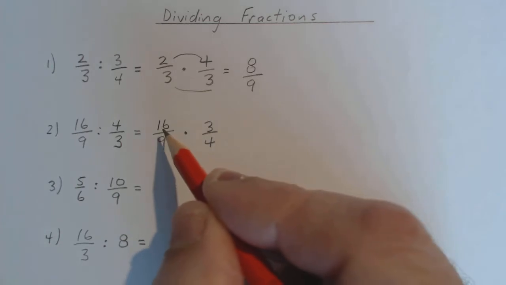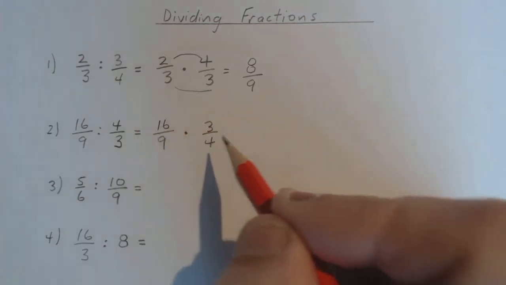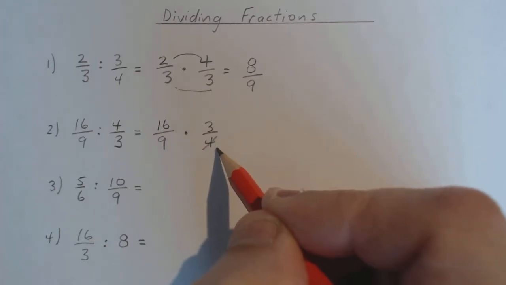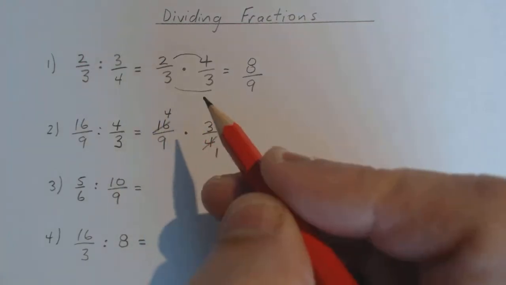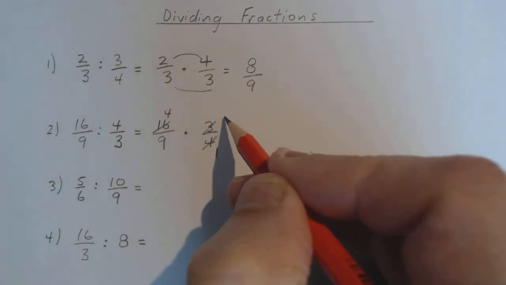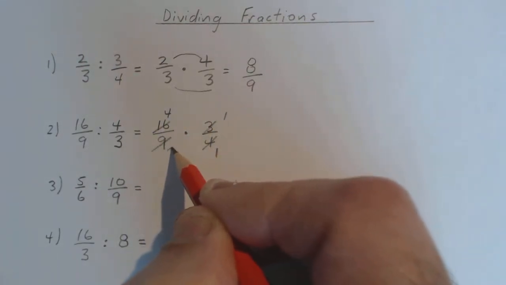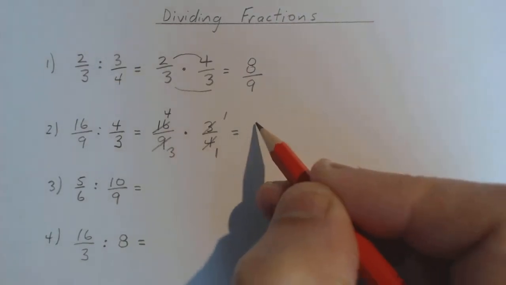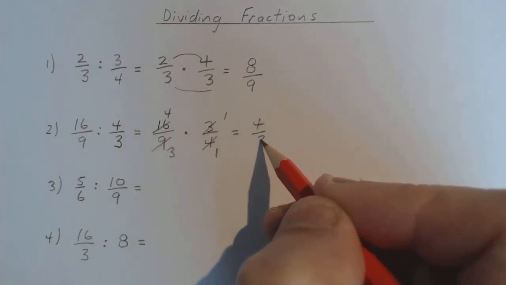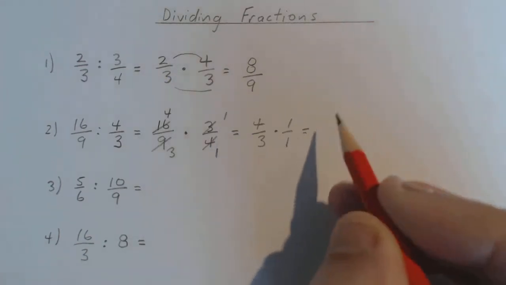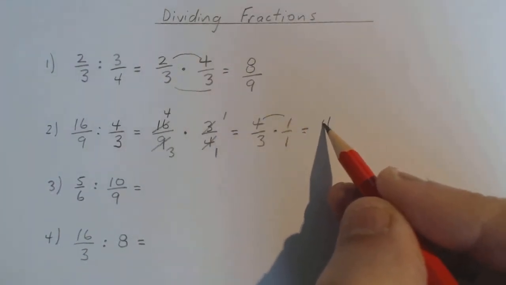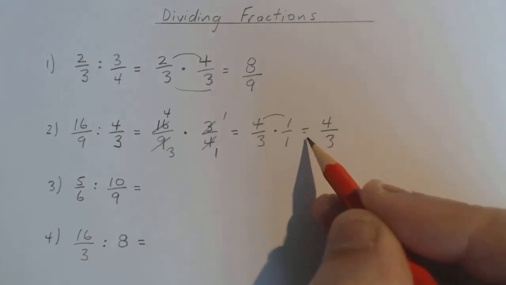As you can see here, we can cross cancel here with 16 and 4. 4 divides into itself once and into 16 4 times. 3 divides into itself once and into 9 3 times. We're now left with 4 over 3 times 1 over 1. So of course that result is now just 4 over 3.